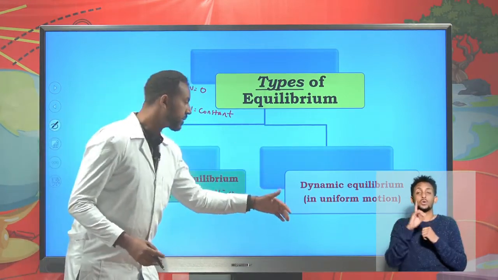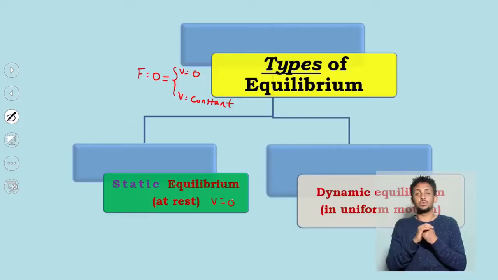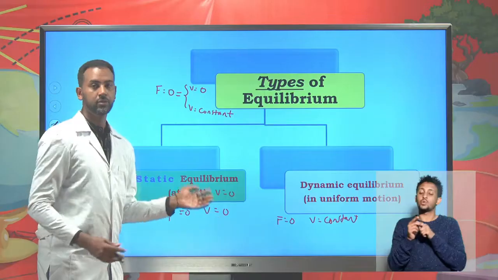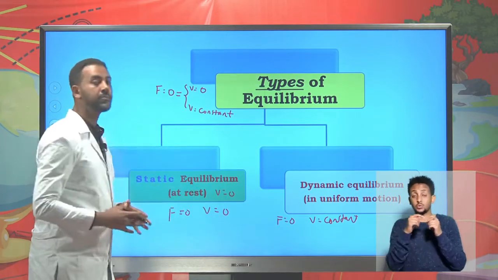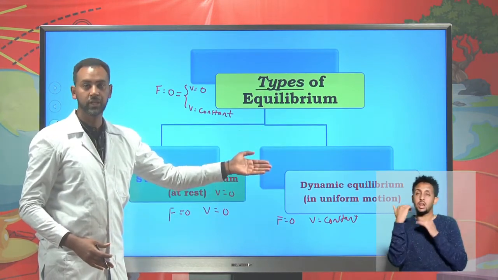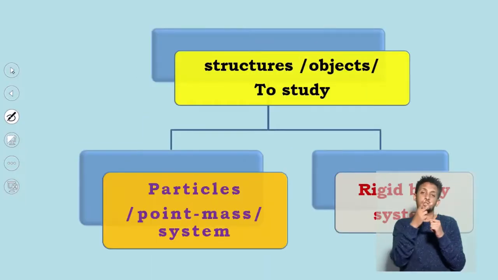Whereas in dynamic equilibrium, the object has uniform motion, but still the net force can be 0. The net force on that object is 0 because the velocity is constant. But in static equilibrium, the net force is 0 because the velocity of the object is 0, meaning the object is at rest. So in this unit, we deal only with static equilibrium. At some other level, perhaps in engineering, you might see dynamic equilibrium. So let's look at static equilibrium.